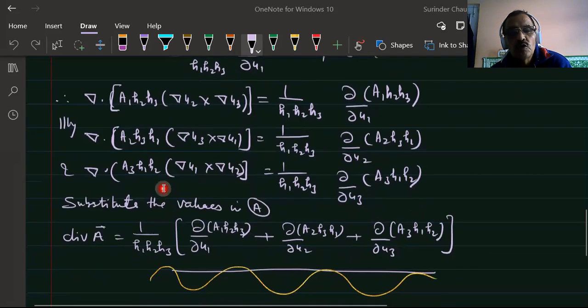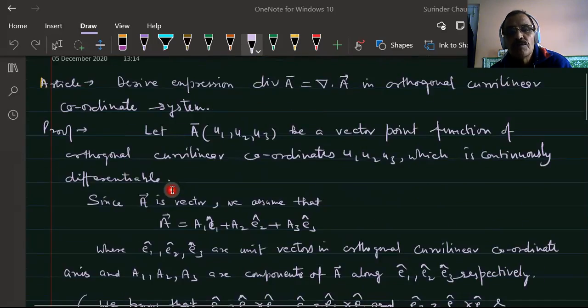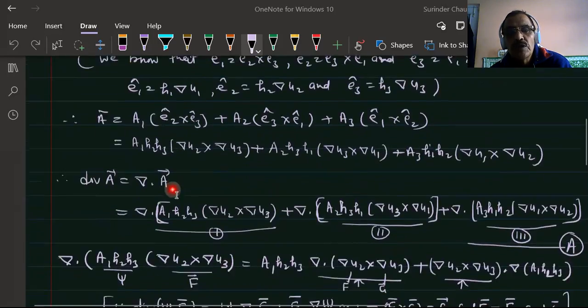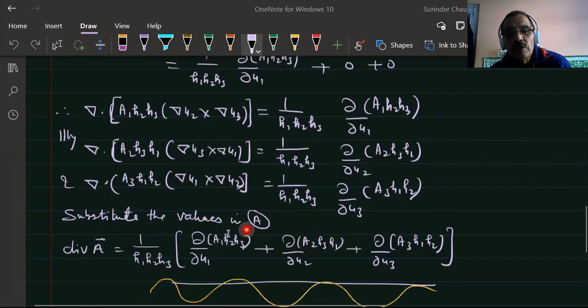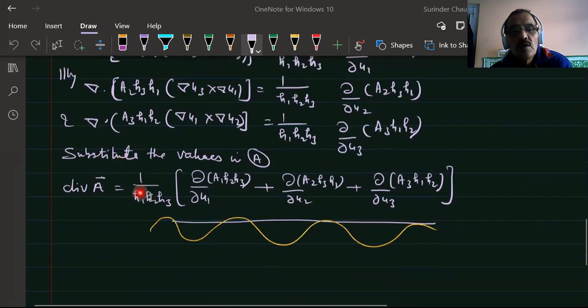Now substitute the values in this equation. Substitute the value in this equation. We got the divergence of A will be equal to 1 upon h1 h2 h3. The first component is partial derivative with respect to u1 of h2 h3 a1, the second component is partial derivative with respect to u2 of this component, and the remaining component of this is h1 h2 a3. This is the value.